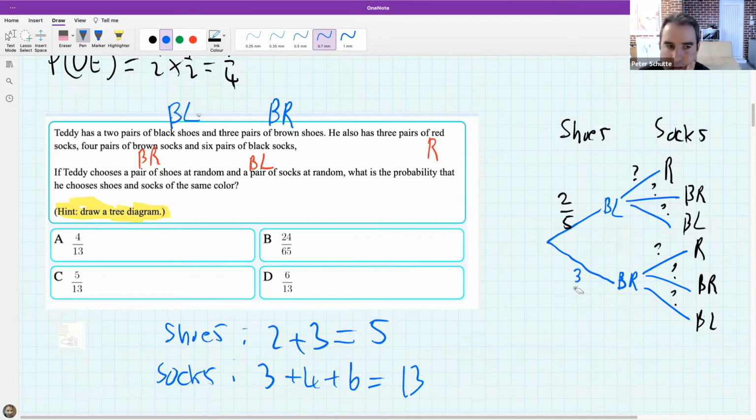So I think that's going to be 3 out of 5. And what are these ones going to be? That's what I want you guys to think about. So this is going to be 3 out of 13.